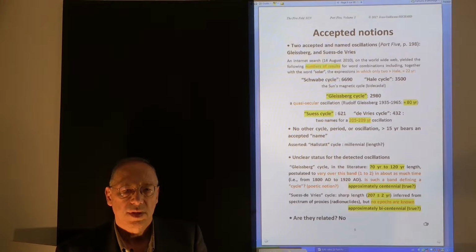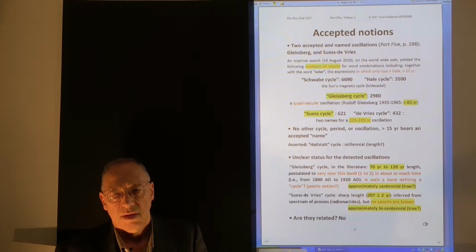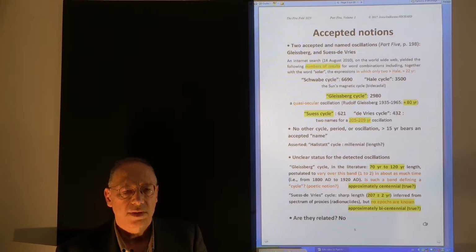Also, these two detected oscillations have an unclear status. As far as the Gleisberg cycle is concerned, in present-day literature in the 21st century, 50 years after Gleisberg, the cycle named after him is postulated to last from 70 years up to 120 years. And this variation of 50 years would occur over a time span that is not much longer. For instance, since 1800, it would have varied from 1 to 2 approximately in its return period. This is difficult to regard as a true cyclicality. Let's say that it is considered as an approximately centennial return period.